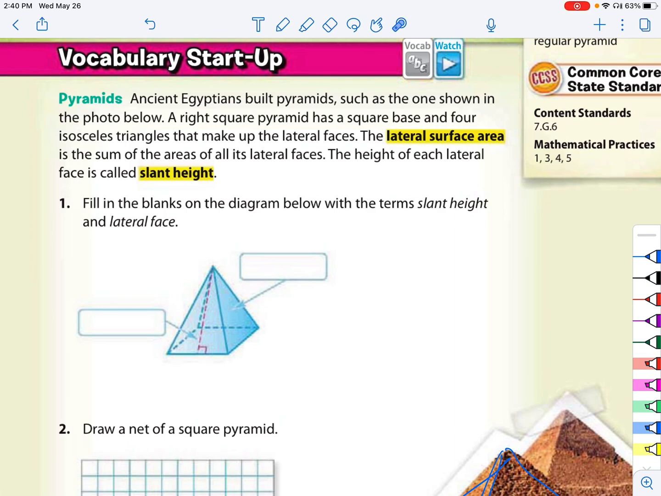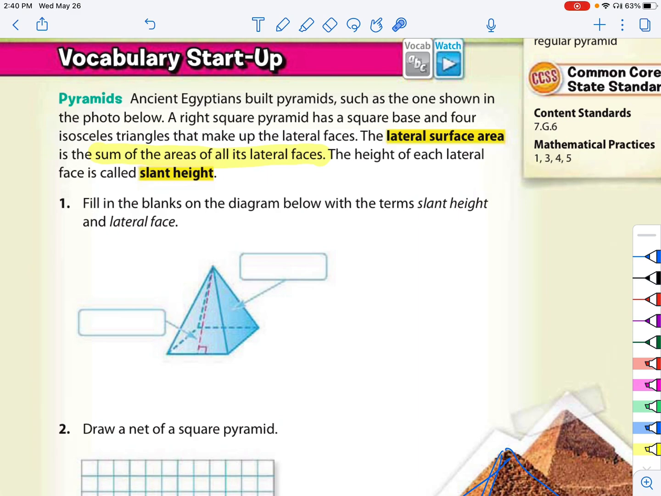Now, what is a lateral face? Again, it is a triangular face of a pyramid. And this is where we talk about lateral surface area. When you add up all the lateral areas of a pyramid, you have the lateral surface area, or simply the sum of the areas of all the lateral faces. In each triangle, you will have a height. That lateral face will have a height, and we call this height our slant height. So the height of each lateral face is what we call the slant height.